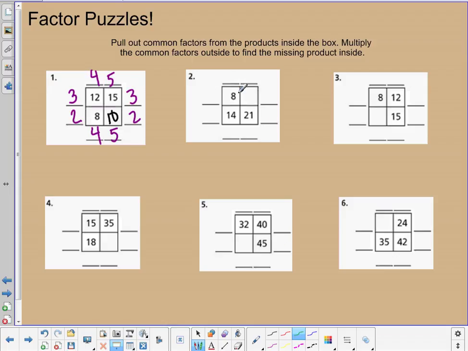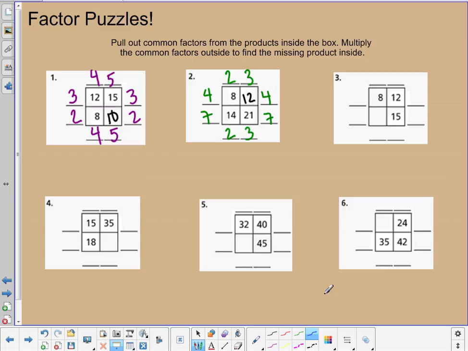Let's try to get a number 2. So from 8 and 14, I can take out a GCF of 2. That's what gets divided out of that one. From 14 and 21, I can take out a GCF of 7. And we can also check too. 7 times 2 does give me 14, so I know that I'm kind of on the right track there. That means that 7 times some number gave me 21. That number happens to be 3. So then I also know that 2 times some number gave me 8. That number happens to be 4. And then the missing product that's on the inside is 3 times 4, which is 12.